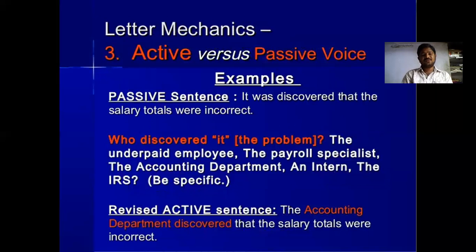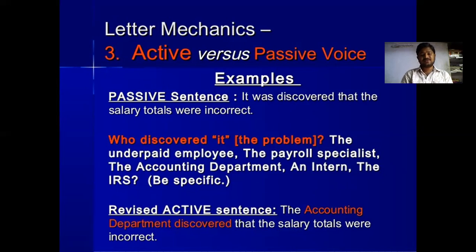Next we will move on to actives and passives. Normally, passive sentences should be represented in a letter, not active sentences. For example, "It was discovered that the salary totals were incorrect." That is a positive sentence statement. Positive sentences should always be represented, though there is a dilemma about active versus passive. Try to remember that, and focus on writing passive sentences.